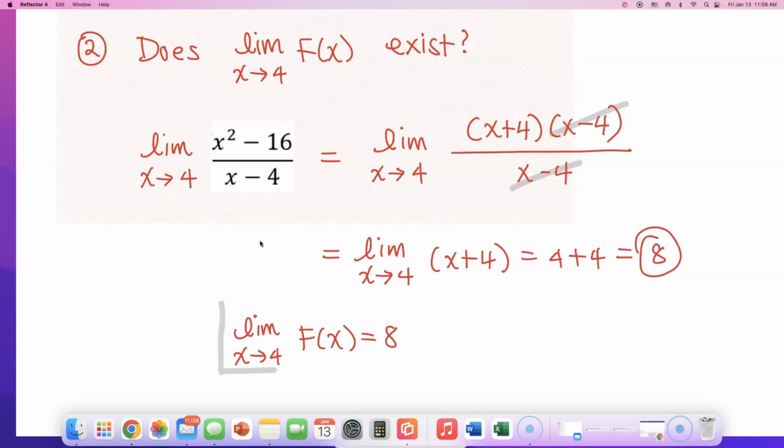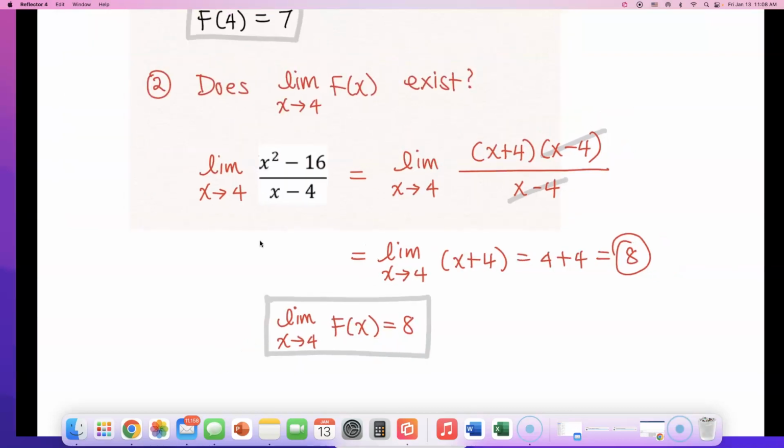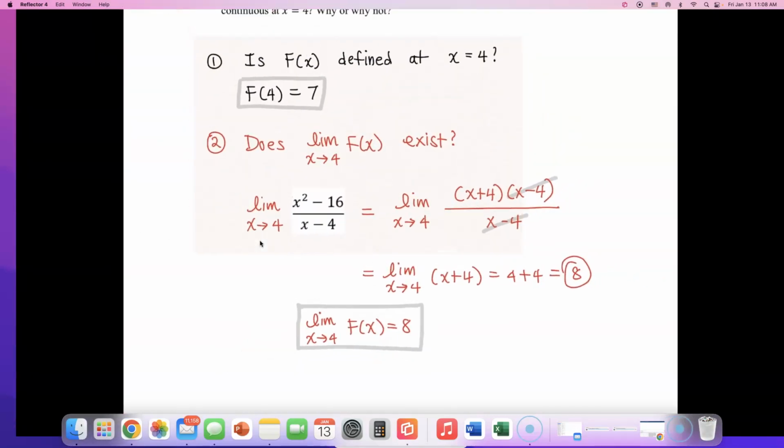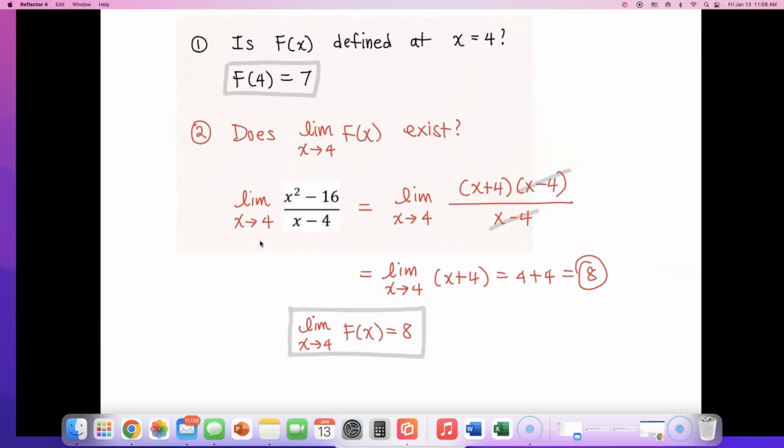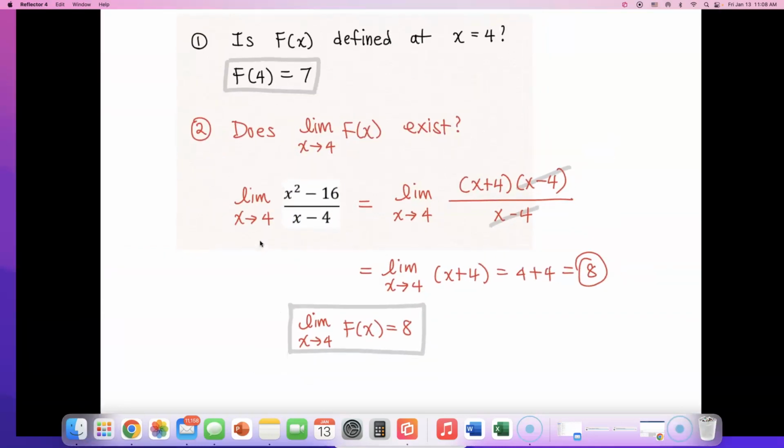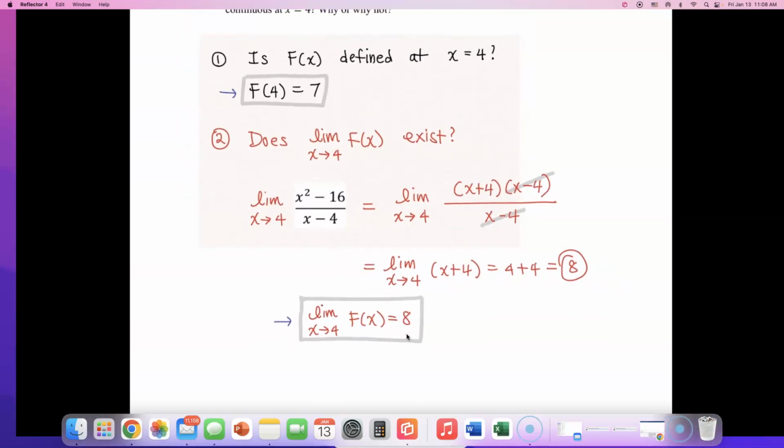So this is the answer from part 2. What I hope is that they are the same. Let's compare them. Oh, look at that. The first gray box right here, let me use a different color pen. Blue. That's 7. F of 4 is 7. But the limit as x approaches 4 of this function is 8. They are not the same.